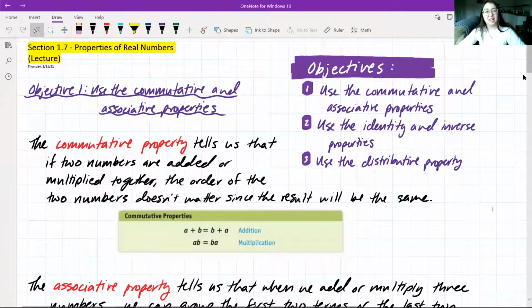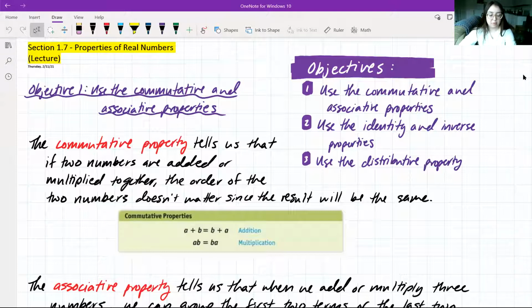All right, now on to our last section for this week, section 1.7, which is properties of real numbers. So our objectives, here we have three. Our first objective is that we want to use the commutative and associative properties. Objective 2, we want to use the identity and inverse properties. And number 3, we want to use the distributive property.